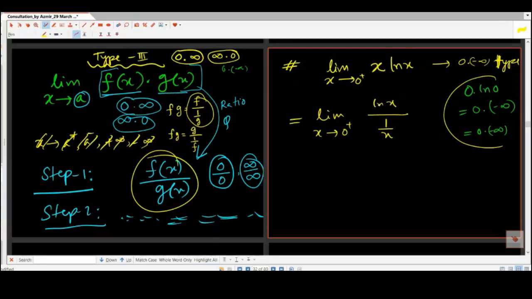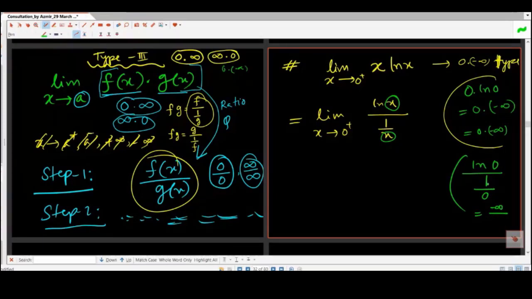Now this is the time to check again what is the type now. So if we input 0 here and 0 here, let's see what happens. Natural log of 0, 1 over 0. So natural log of 0, that is negative infinity, 1 over 0, that is positive infinity. So we are getting infinity over infinity type. So that means it is of negative infinity over infinity type.